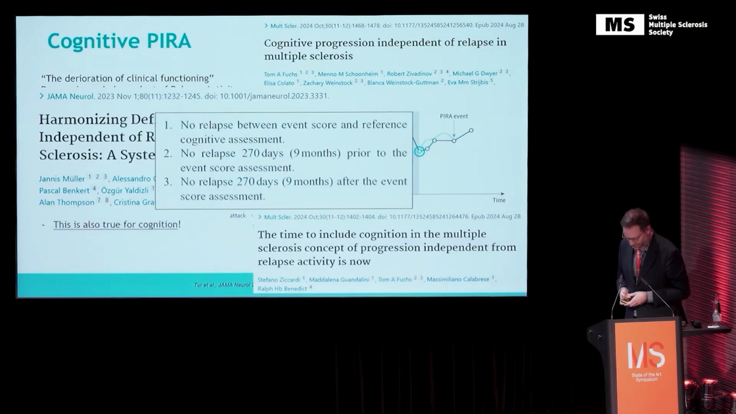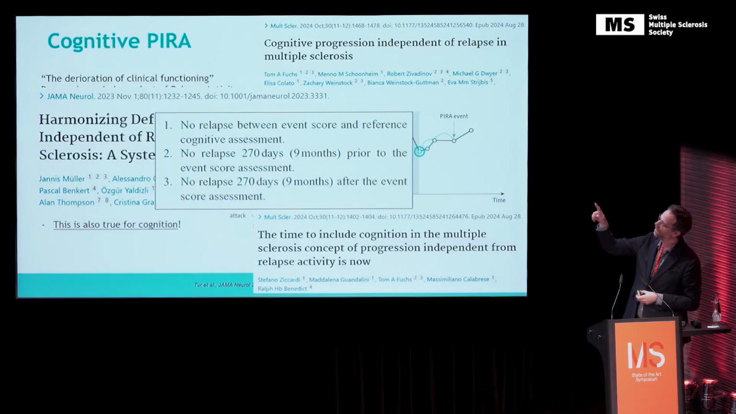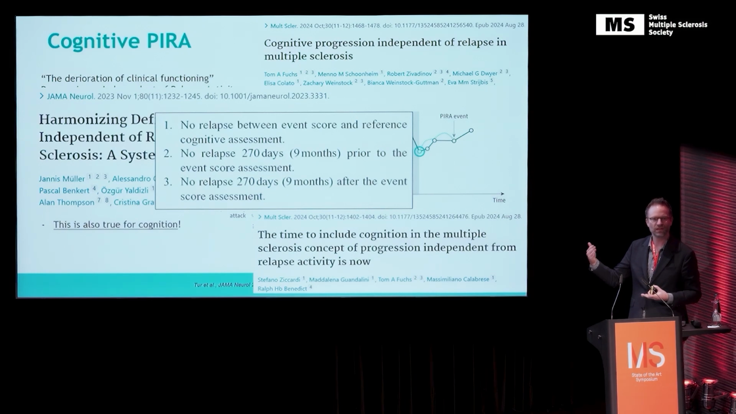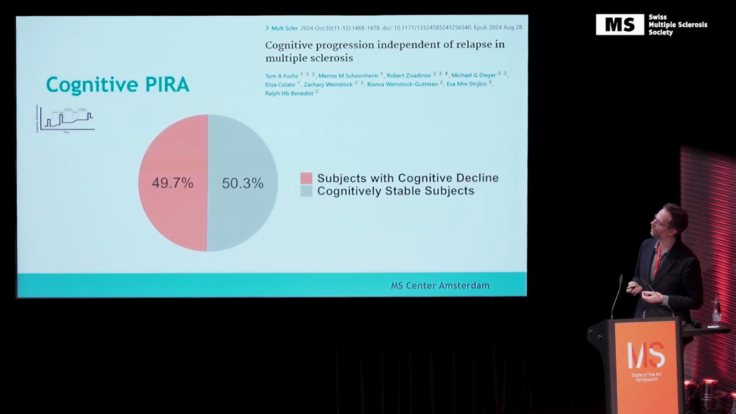So the definition that we used for our cognitive PIRA study based on the SDMT was no relapse between the two measurements and no relapse also 9 months before and 9 months after. This is quite conservative because this is the first study that we really wanted to screen out anybody who had a clinical relapse during the time window.